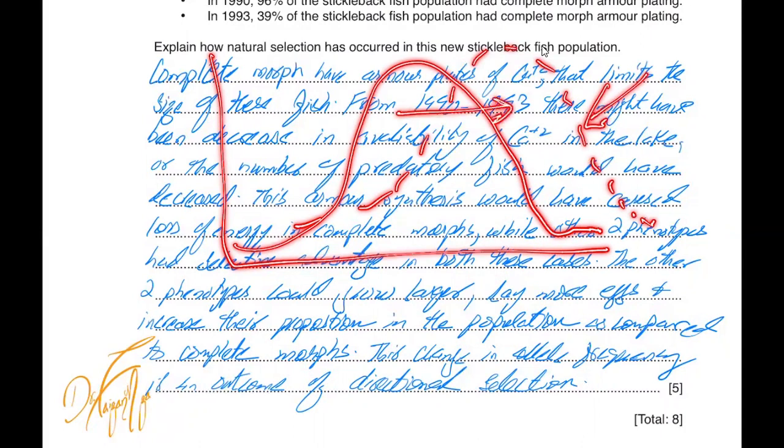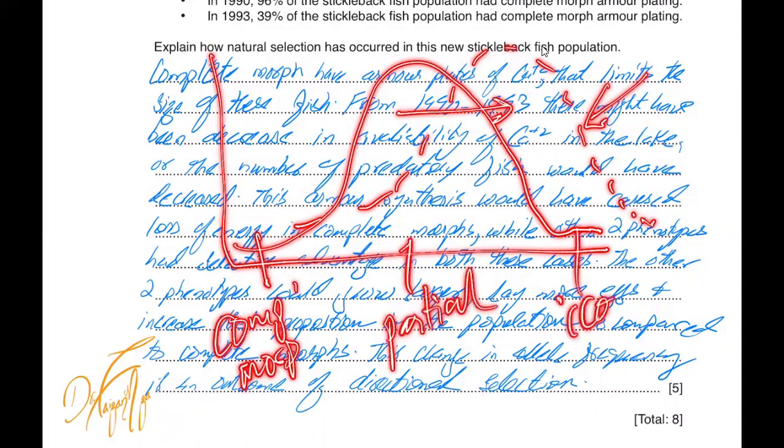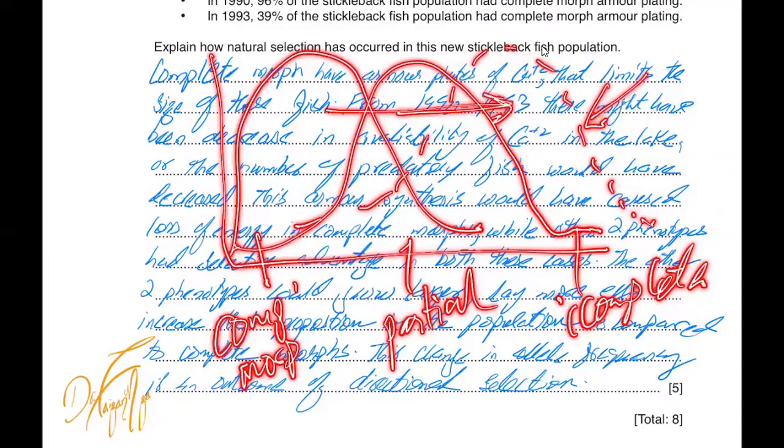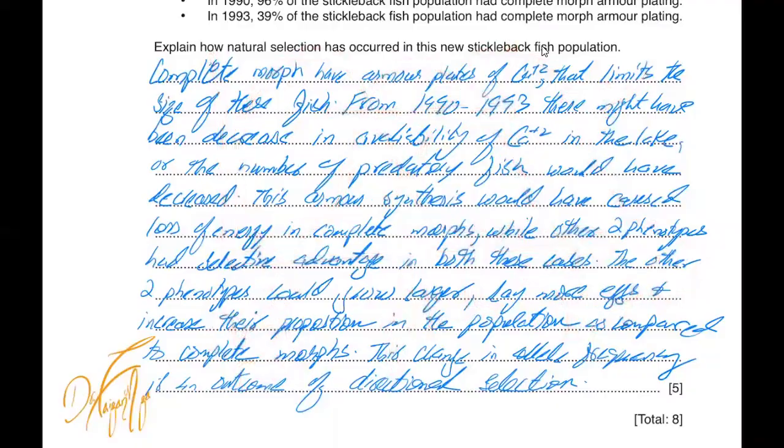So if I take this, you can say complete morph. This is complete morph. You can say this is partial, and this is incomplete. So in this case, what's happening? In the initial population, if complete morph was more, now this population is moving under directional selection, and you are having more of partial morphs and more of incomplete morphs.